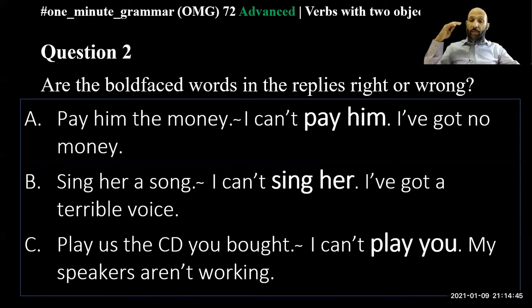Now, other verbs like this are the verbs teach, tell, pay, show, sing, play, write. So with these verbs, you can use one of the two objects or both. It doesn't matter. I'll say them again. Teach, tell, pay, show, sing, play, write.